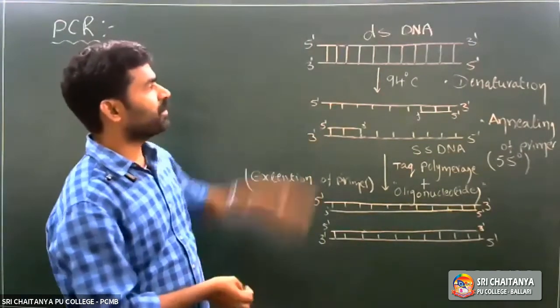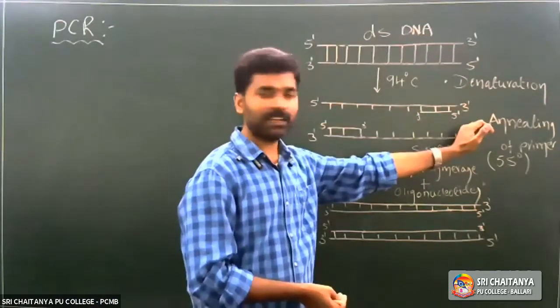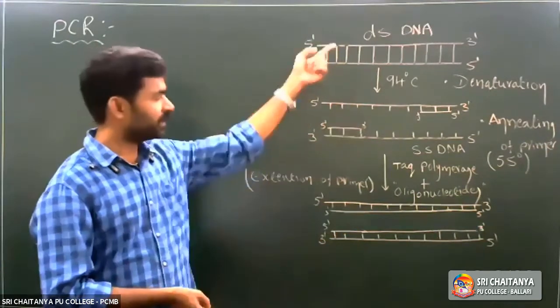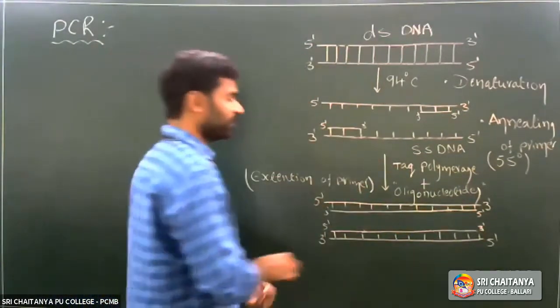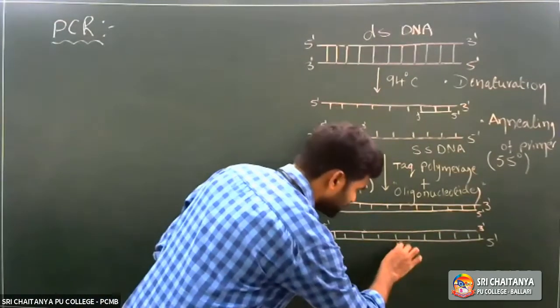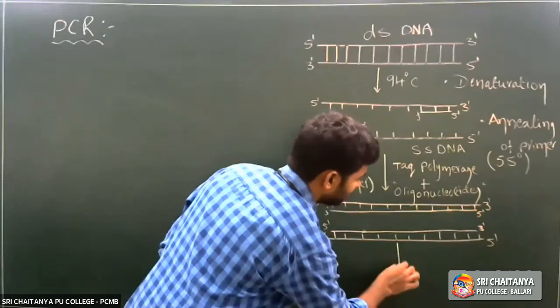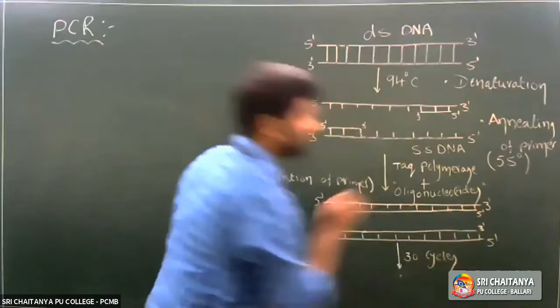So how many steps are involved in one cycle of PCR? One is denaturation, second is annealing of primer, and third is extension of primer. It results in the formation of two DNA molecules. The same three steps continue up to 30 cycles, 25 to 30 cycles.